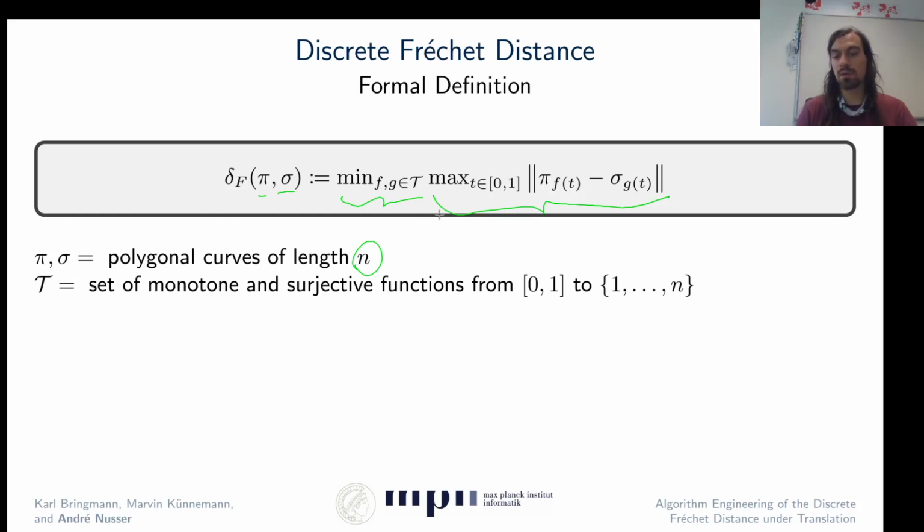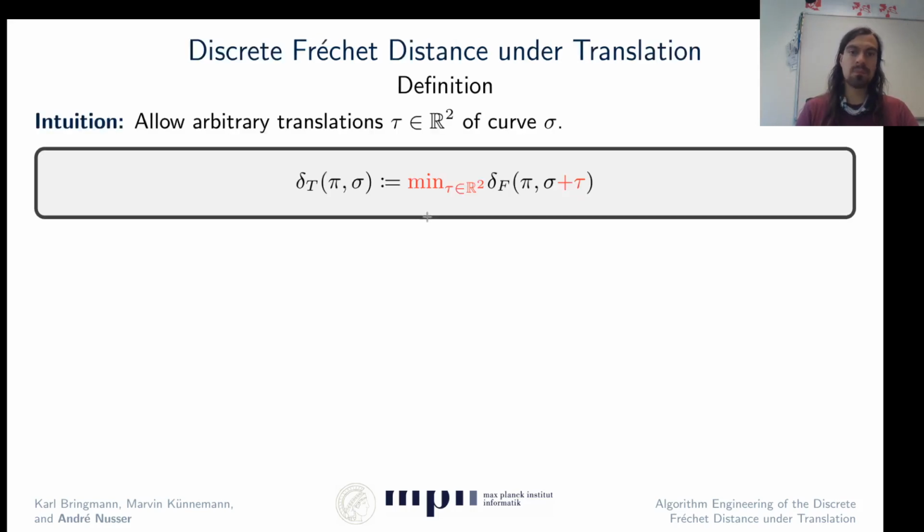So the implementation also works for curves with different lengths. Now, if you want a translational invariant version, then there's actually the Fréchet distance under translation. And there we have a translation. So we minimize over all translations. And what do we translate? We translate the second curve here. And we want to know the best translation such that the Fréchet distance is minimized. That's the Fréchet distance under translation.